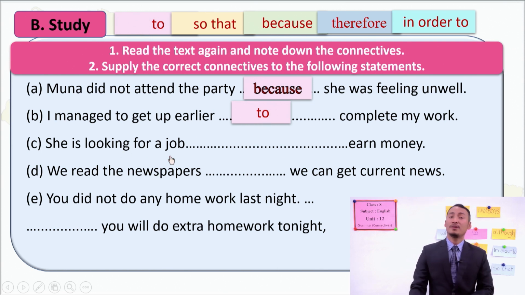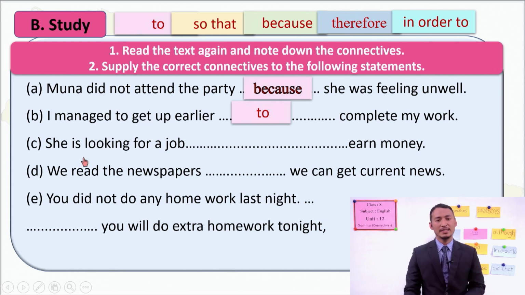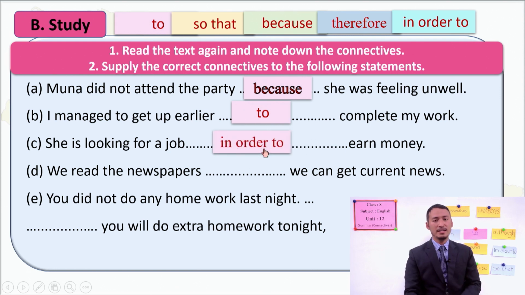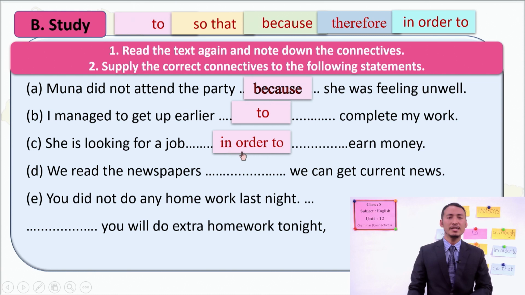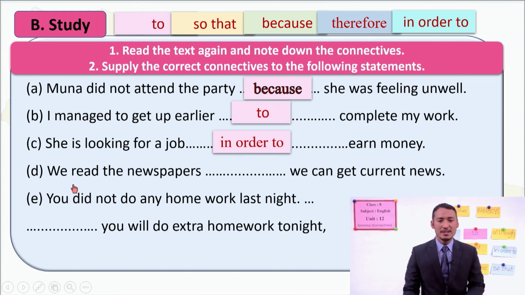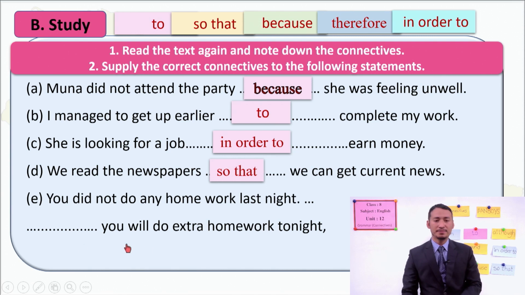She is looking for a job in order to make money. She is doing some action and there is a purpose. So what is the connective here? Purpose connective here. So that, or in order to. There are three purpose connectives. The best fitting one is in order to, to make money. So we read the newspapers so that we can get the current news. So we have an action, and another one is the purpose. Here we are getting something, news. So we put here so that.